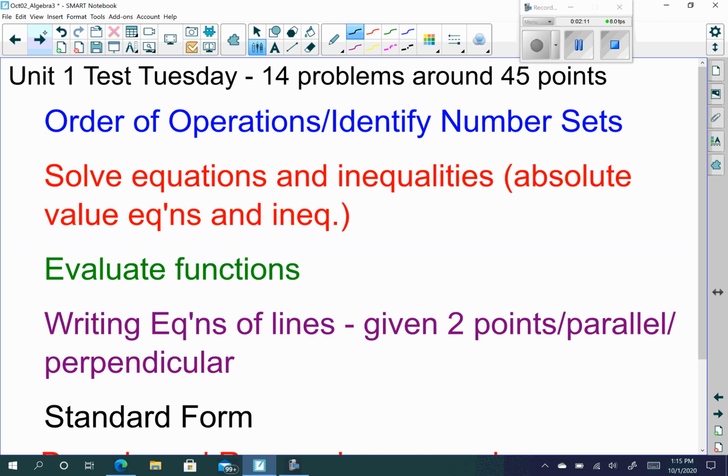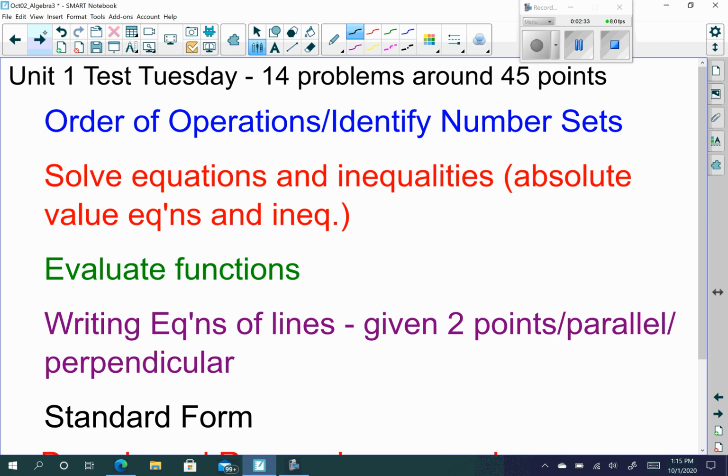All right, so on the test Tuesday, for my remote students, you're going to join another Zoom meeting, and then test in front of me here. So here's what to expect on the test. It's around 14 problems and 45 points. Expect an order of operations problem. Identify the number sets. Again, it could be multiple choice. It might even be a true or false statement about a number and the number sets it belongs to.